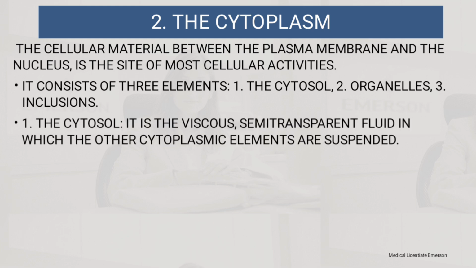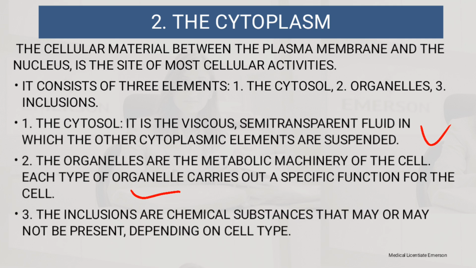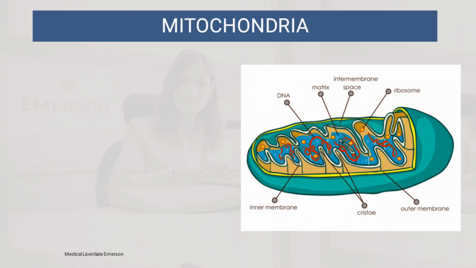In terms of describing what the cytosol is: the cytosol is the viscous semi-transparent fluid in which the other cytoplasmic elements are suspended. Then the organelles are the metabolic machinery of the cell. So each type of organelle carries out a specific function for the cell. Then inclusions are the chemical substances that may or may not be present depending on cell type. Okay, then going through the organelles. Now we are going to go through the organelles.